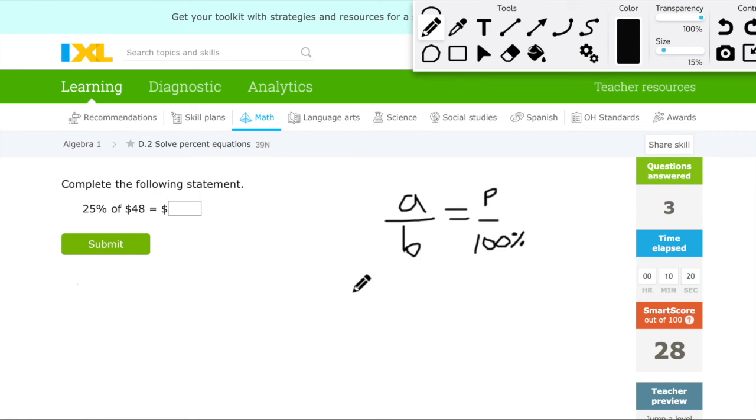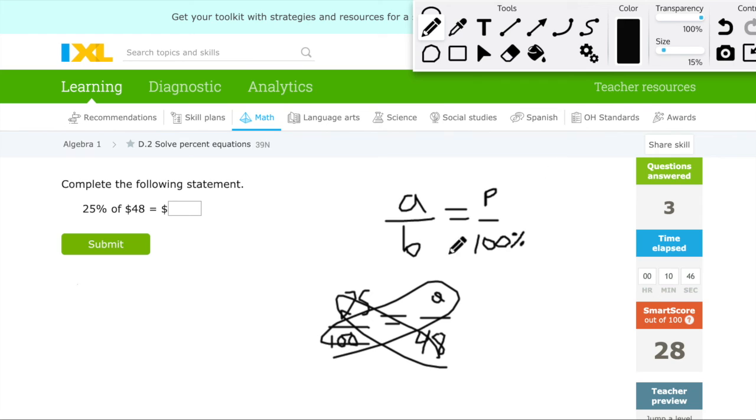So we would have 25 and 100 on one side. Remember, it doesn't matter if it's the left or the right. 48 is the total. We want 25% of that. So I'm missing A. These are going to multiply together, and these are going to multiply together. Don't mind my lassoing abilities right there.